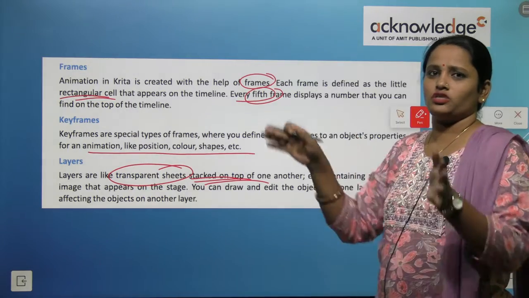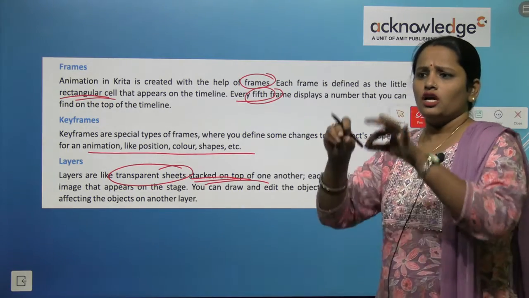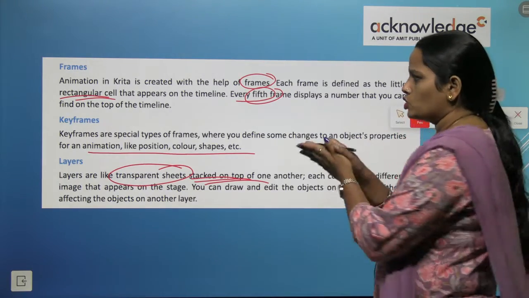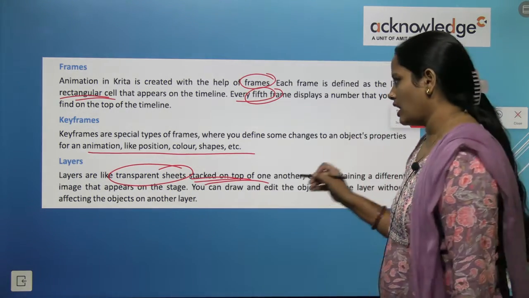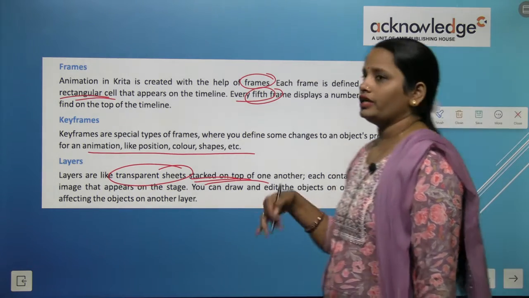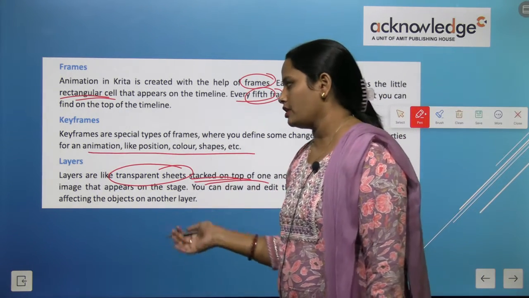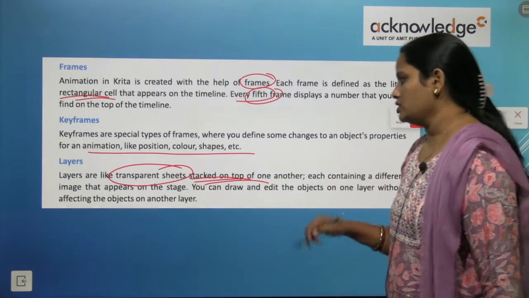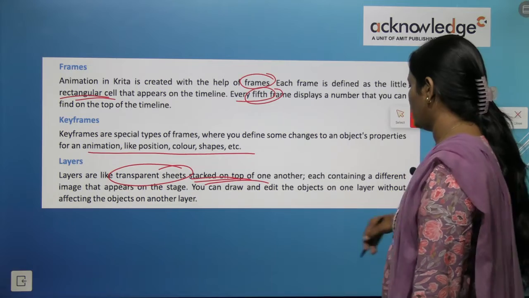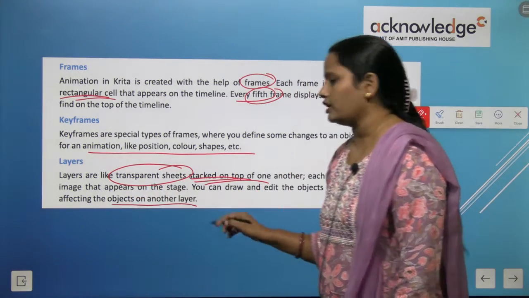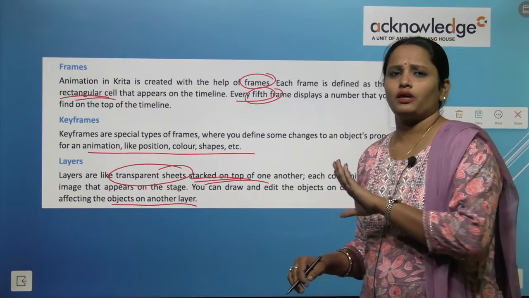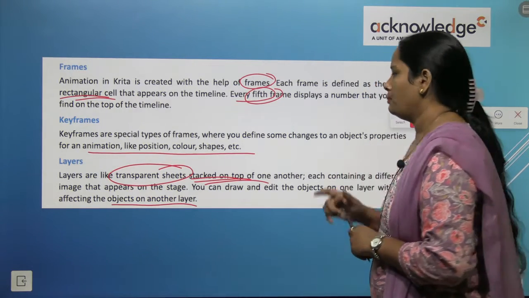Like we use rumali roti, that is also used. So those are completely transparent and we stack them one on top of another. So like that layers are here also, and these are stacked on top of each other, each containing a different image. Each one has a different image that appears on the stage. You can draw and edit the object on one layer without affecting the object on another layer. So if we have drawn on the first layer, it will not affect the second layer.